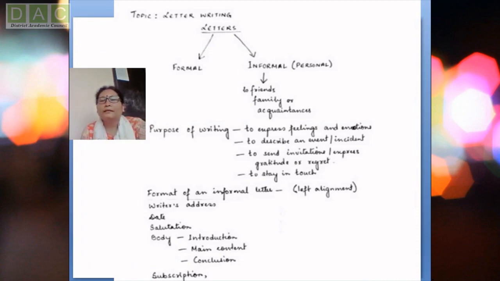So a letter, when we write it for exam or class, has to follow some rules. Here, letters are divided into two types. The first one is formal, the other one is informal. In other words, we can say informal is a personal letter. This informal letter is written to friends, family, or acquaintances. Here, acquaintances means persons less known or less met.